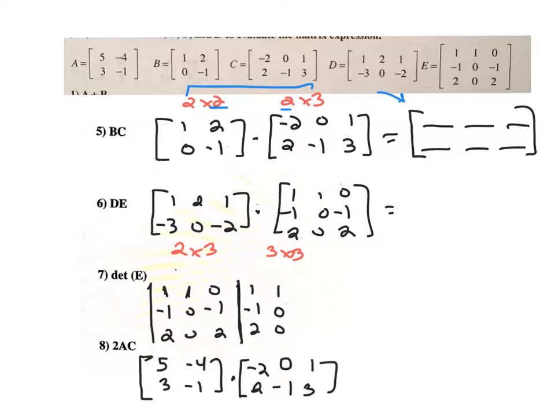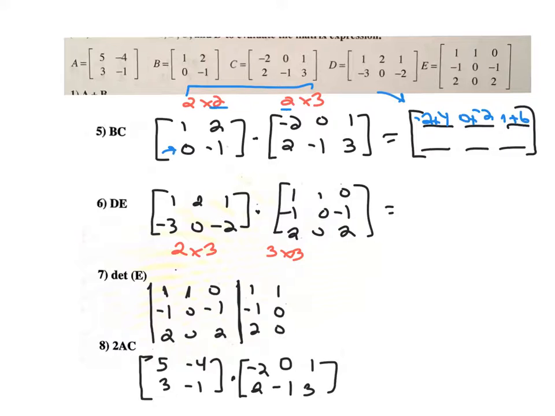1 times negative 2 is negative 2, and 2 times 2 is 4. I'm going to add those in just a second. Now do this first row, second column. 1 times 0, 2 times negative 1, which is negative 2. Third column, 1 times 1, 2 times 3, 1 plus 6.